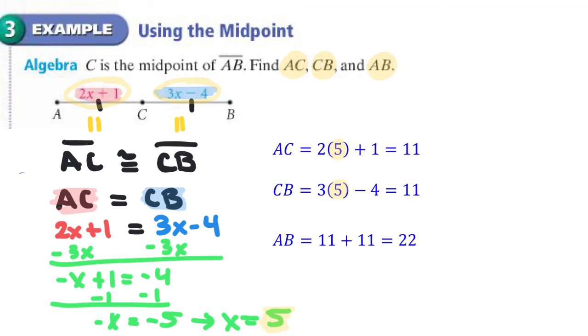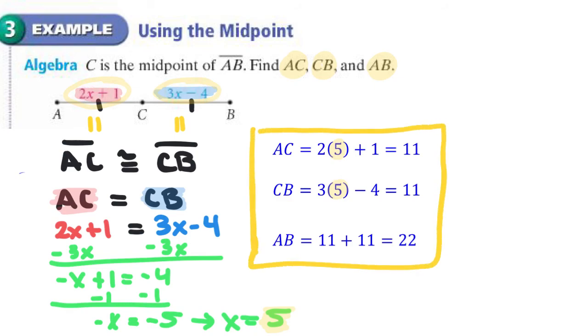And this is almost a secondary check for us because it makes sense that AC and CB should be the same since it is the midpoint and makes them congruent. So our answers would be that AC is 11, CB is 11, and AB is 22.